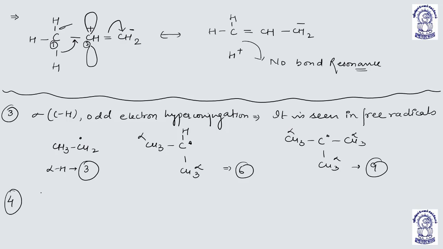Carbanions never show hyperconjugation. Okay, so please remember this point that carbanions never show hyperconjugation. Means there is one carbon-hydrogen sigma bond which is alternate with the negative charge. There will be no hyperconjugation effect. Okay.